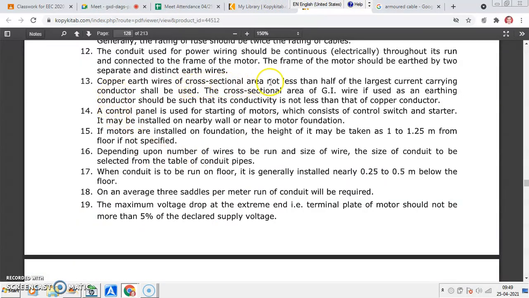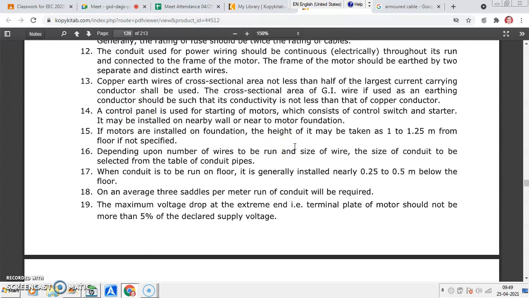Copper earth wires of cross-sectional area not less than half of the largest current-carrying conductor should be used. The cross-sectional area of GI, the galvanized iron used for earthing purposes, should be such that its conductivity is not less than that of the copper conductor. So these points are important as far as this industrial installation is concerned.